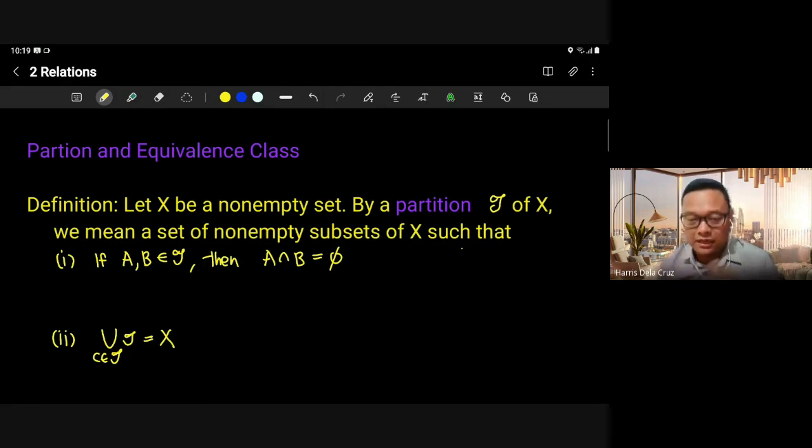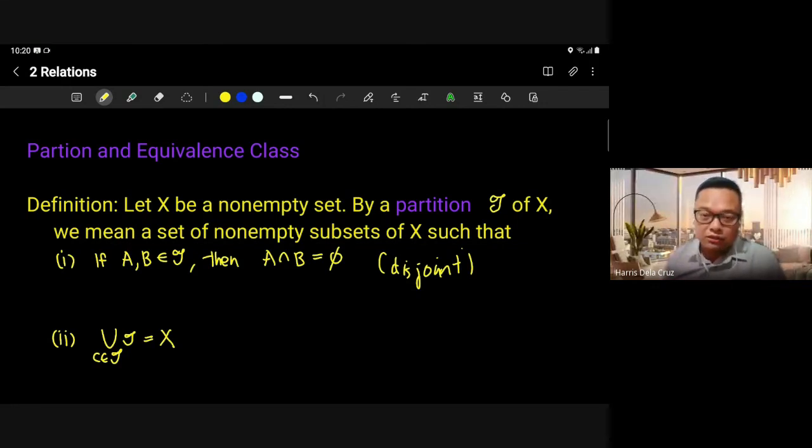Pag meron kang dalawang element ng partition natin, then the intersection is empty. Meaning, these two parts are disjoint. Yun yung ibig sabihin nun. So whenever you get two elements of the partition, these two elements are always disjoint. Pag sinabi mo disjoint, walang common element, meaning the intersection will be empty. Okay, so that's what we mean by A and B from the partition to be disjoint.